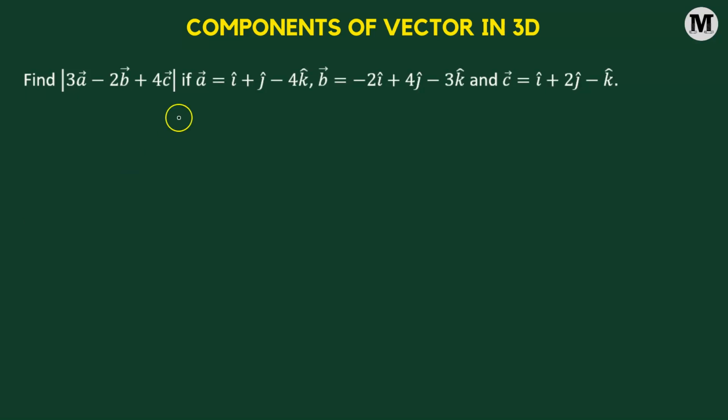So we need to determine the value of the magnitude of the vector 3a minus 2b plus 4c, where a vector, b vector and c vector are given to us. Okay, let us begin. So first let's note down the three vectors.